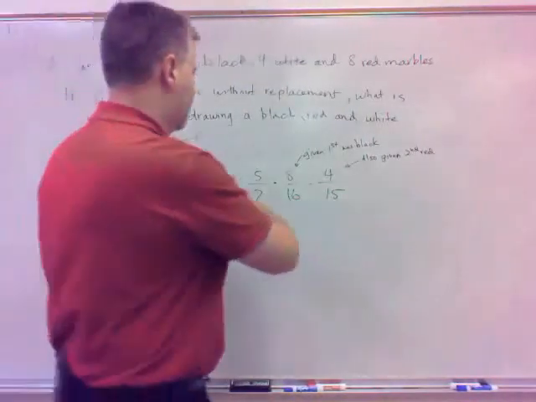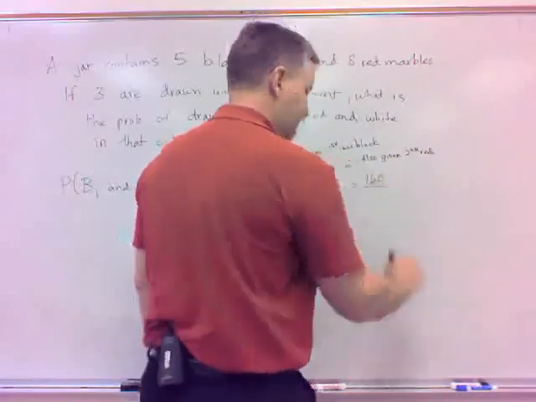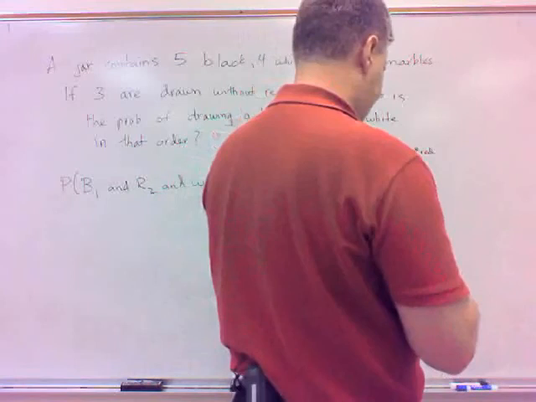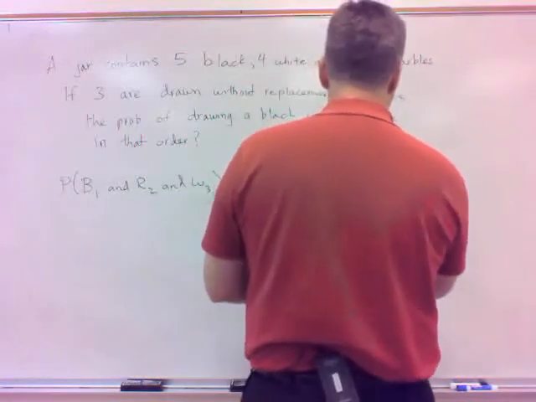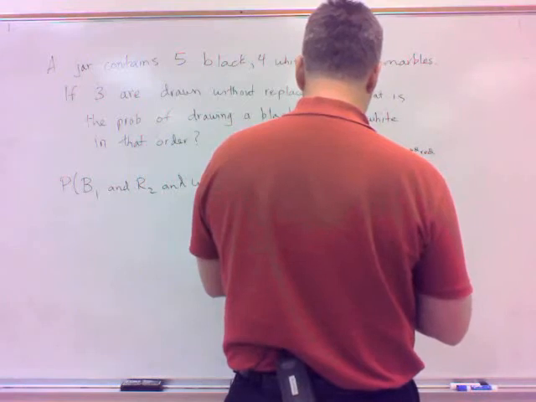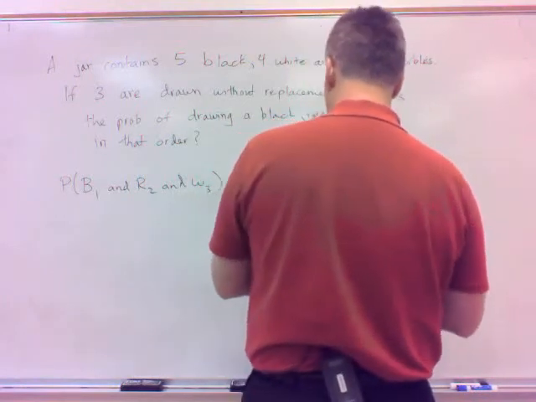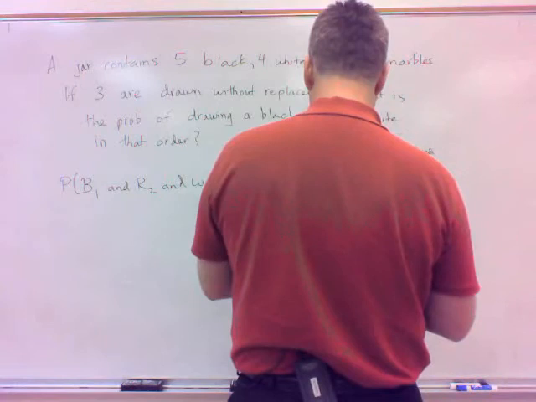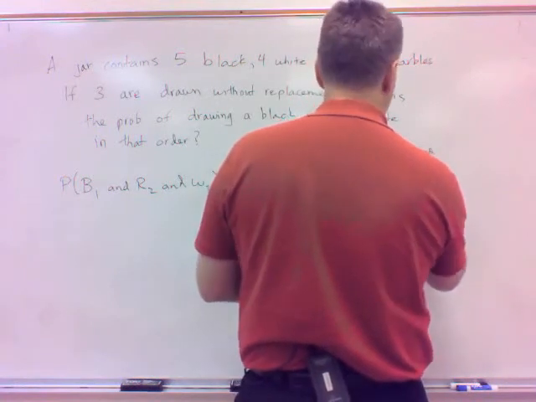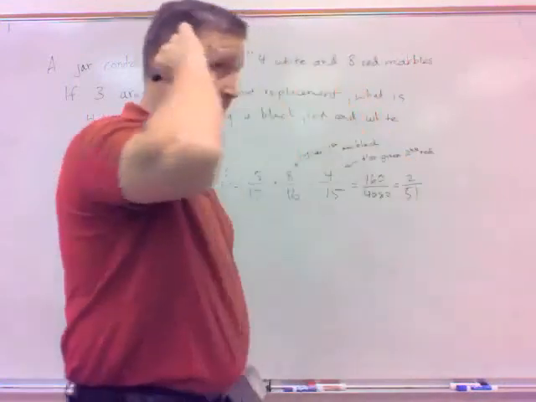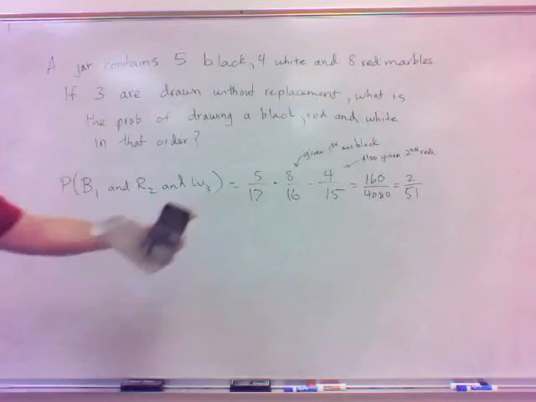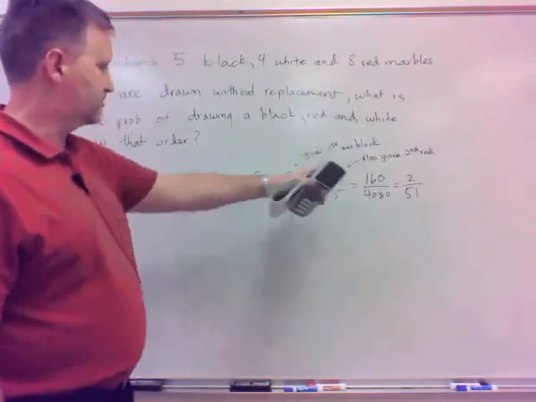Multiply those together. It'd be 160 out of something. 4,080. But that's going to reduce to what? 2 out of 51? Yeah, there's lots of nice cancellation there. Reduces by 8, I see. Reduces by 5.